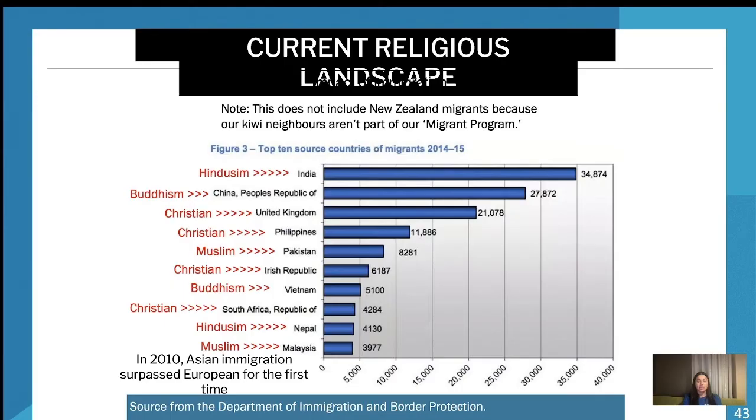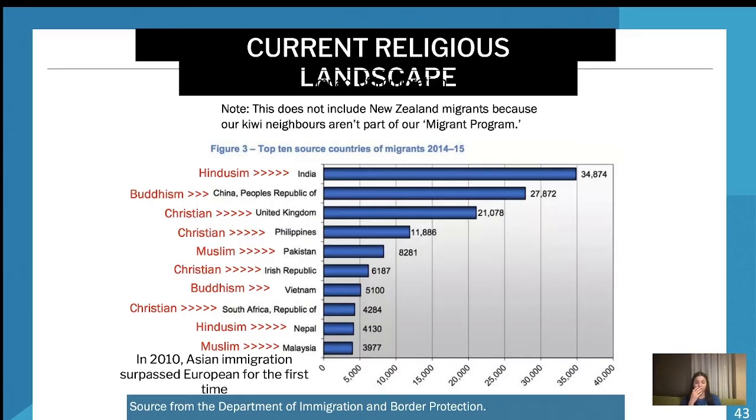So this is a graph from the Department of Immigration and Border Protection, which shows the top 10 source countries of migrants from 2014 to 2015. And we just have this in here for you guys to see what different countries are bringing migrants of what religious tradition.